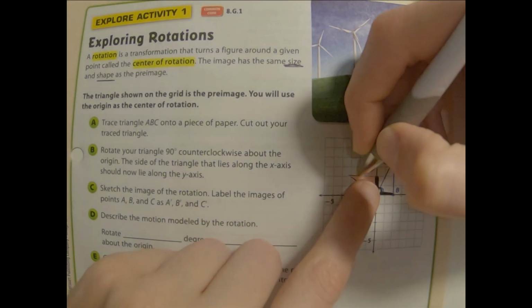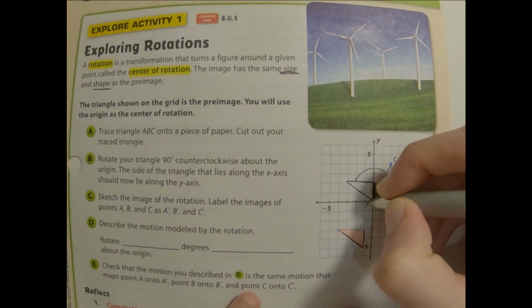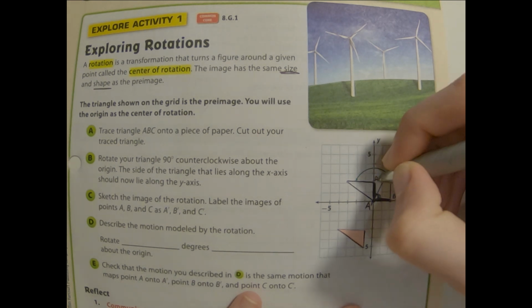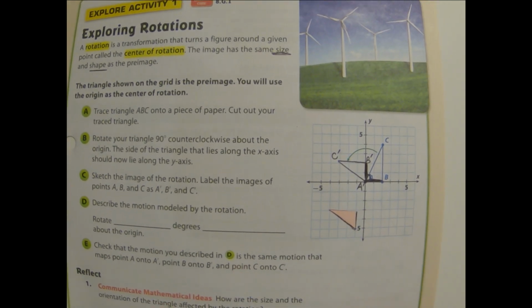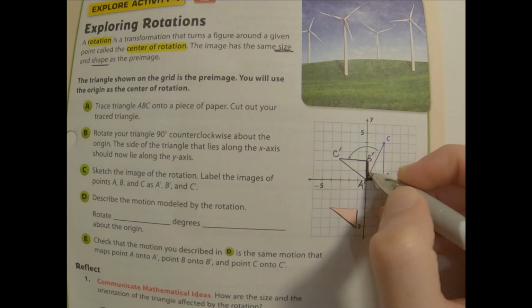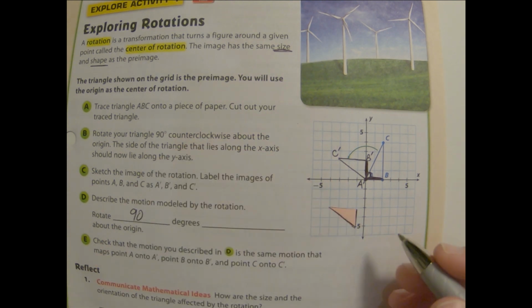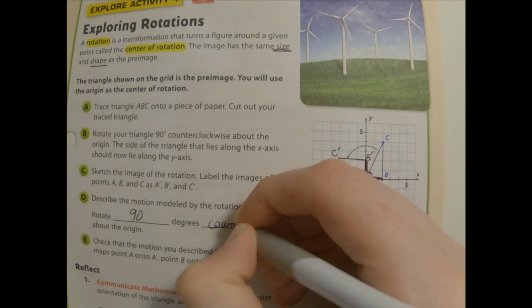So I'm going to trace this triangle, right? It's not the perfect size, but this is going to be called A prime, right? This point B moved right here, B prime, and this longer point C is going to be C prime, right? Now it says sketch the image of the rotation, label them A', B', C'. Describe the motion modeled by the rotation. Well, all I did was rotate it how many degrees? 90 degrees. And in which direction? Clockwise would be this way, counterclockwise that way. So I did counterclockwise.